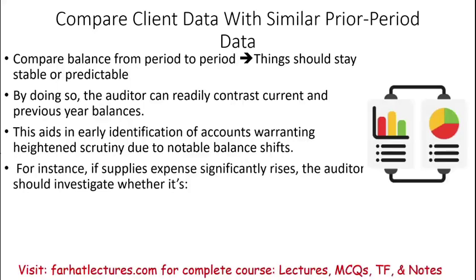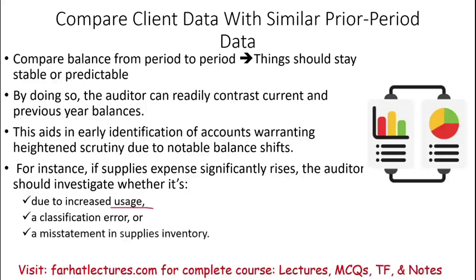Okay? For instance, if supplies significantly rose, the auditor should investigate whether there was an increase in usage. If supplies rose and there's an increase in usage, why? Are we doing more business? If we're doing more business, we should also see an increase in sales. Or otherwise, why not? Is it a classification error? We expense something as supplies expense. Maybe that's a problem. It's a misstatement in the supplies inventory. We expense some of the stuff.